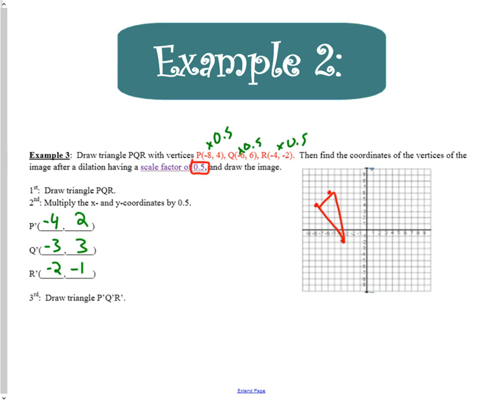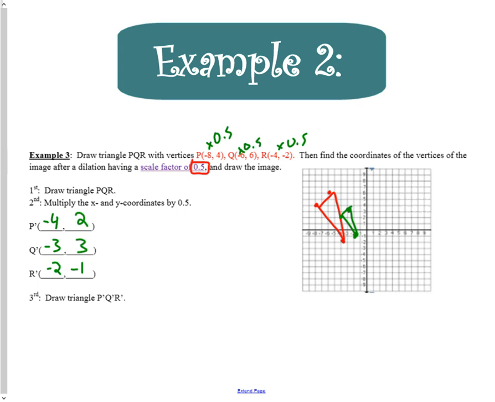If I regraph these, P prime would be negative 4, 2. Q prime would be negative 3, 3, right there. And negative 2, negative 1 would be right there. It looks like the same shape, just a mini version of it. You'll notice it's not inside of the original shape. It's just closer to the origin, but it is half the size. All the side lengths are half the size.